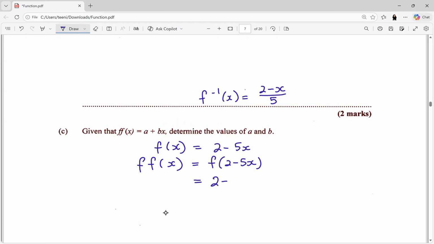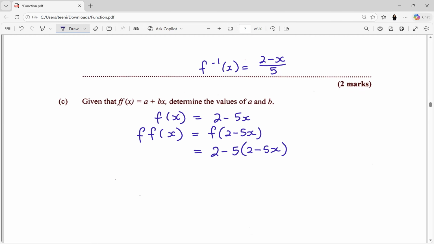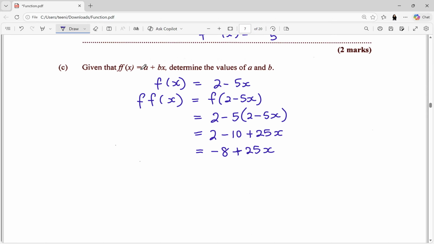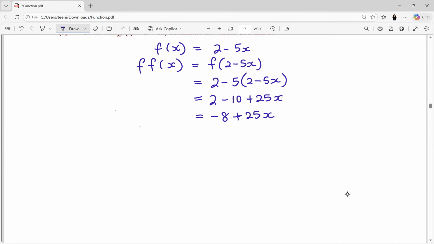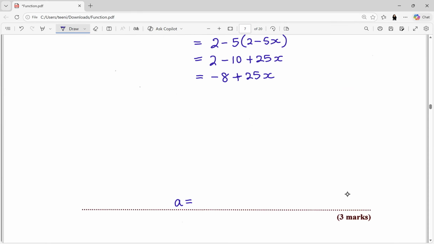So that would be 2 minus 5 times (2 minus 5x). And then you simplify this. So this will be 2 minus 5 times 2, which is minus 10, and minus 5 times minus 5x will be plus 25x. So then this gives me 2 minus 10, which is negative 8, plus 25x. Given that this is a plus bx, a will be minus 8 and b is 25. So the answer: a is equal to minus 8 and b is equal to 25.